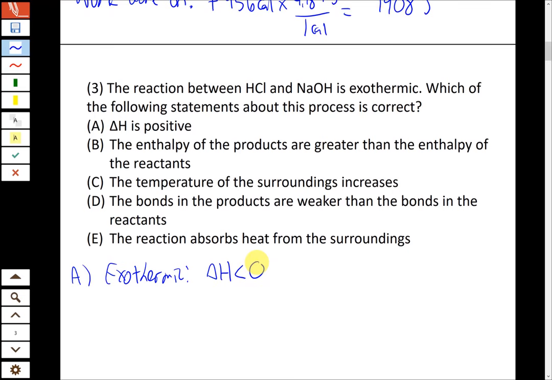All right, so exothermic, we're talking about a negative delta H. So this one would be incorrect. If it was endothermic, it'd be positive, but exothermic is negative, as we're dealing with here.